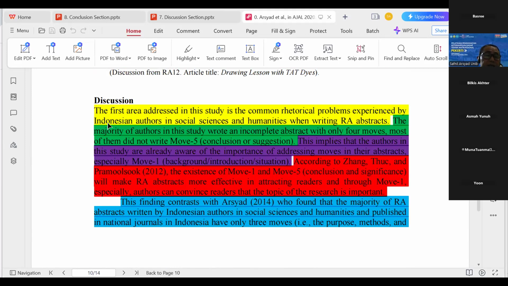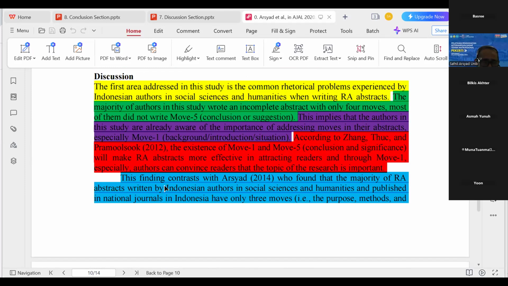I started by restating the objective of the study, or my first objective of the study, and then I state the results, and then the interpretation. To support my interpretation, I cite relevant references here, and then move four. Move four is the comparison. I compared my finding with the findings of other authors.